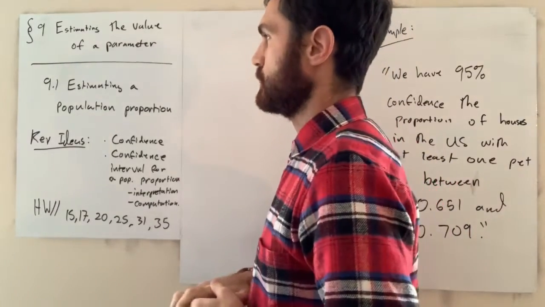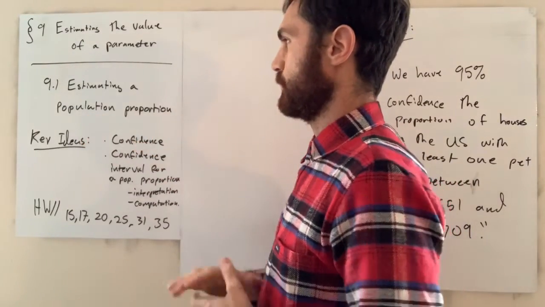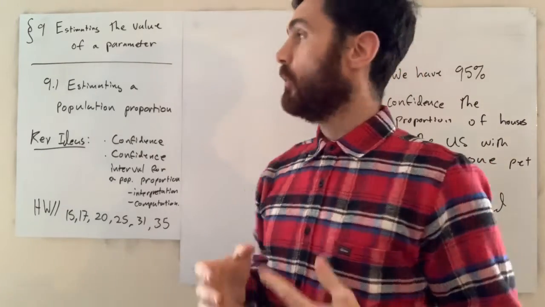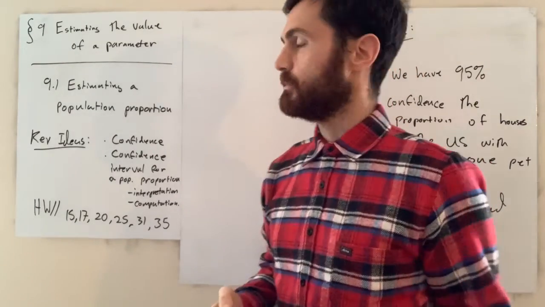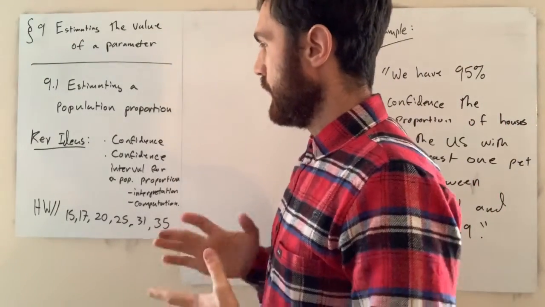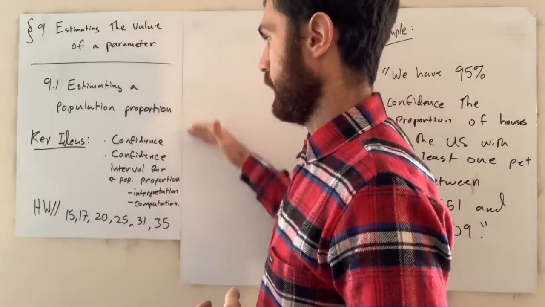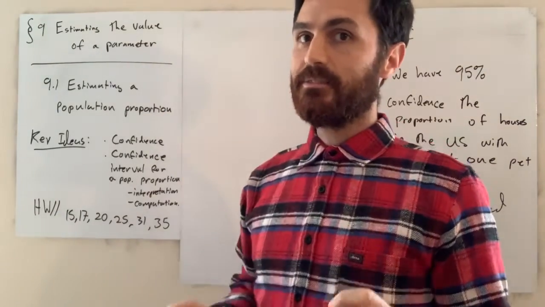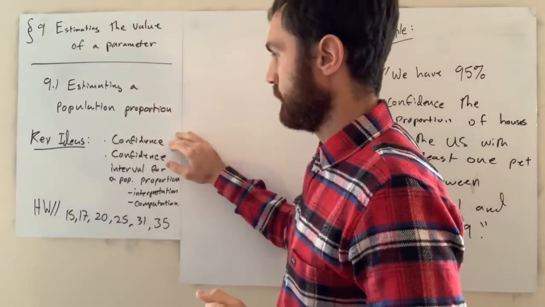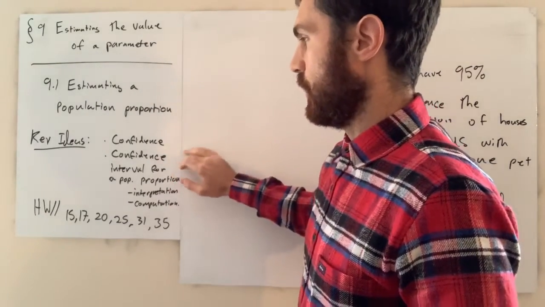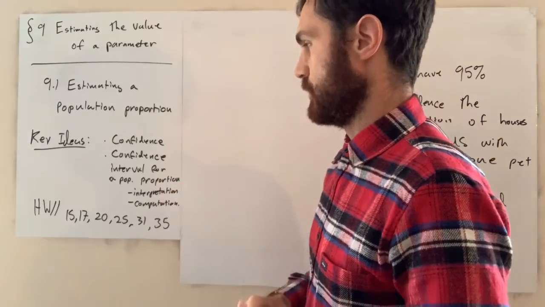The first section is all about the population proportion. So we're going to be focusing on the random variable population proportion. Remember, we talked about that last time in chapter 8. And the key ideas that are going to come into play in this section are confidence. This has a specific meaning, so keep that in mind. What do we mean by confidence? And then specifically, confidence interval for population proportion.